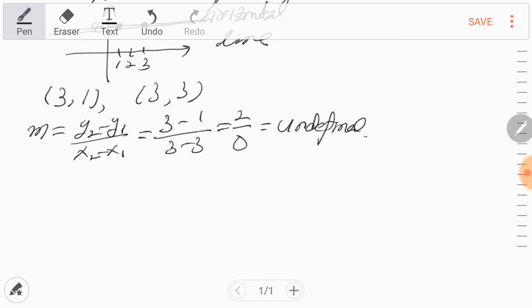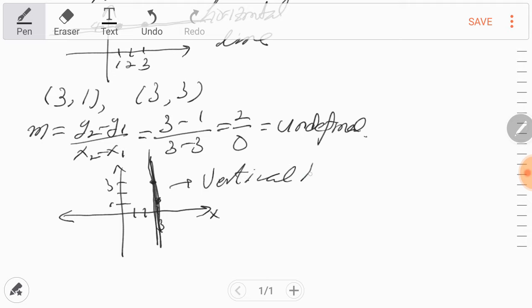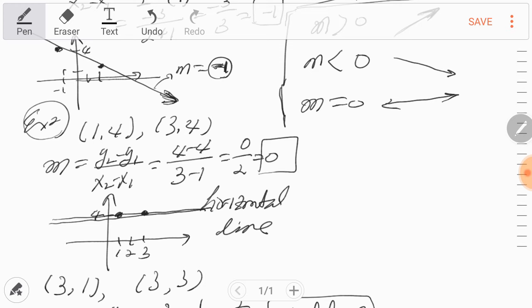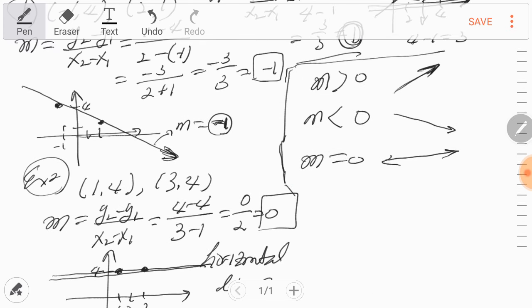So let's plot these points. X equals 3, then y is 1. X equals 3, then y is 3. So connecting these 2 points gives a vertical line. The slope of a vertical line is always undefined. So let me write it over there. If the slope is undefined, then the line is a vertical line.